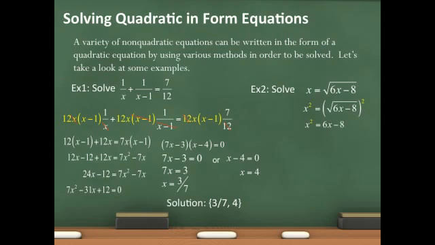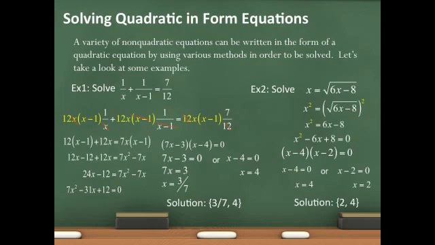Again, this is a quadratic equation, so we need to put it in standard form by subtracting 6x and adding 8 to both sides of the equation. This will give us x squared minus 6x plus 8 equals 0. Again, we factor and obtain the factors x minus 4 and x minus 2, which we set each equal to 0. Solving for x in both cases will give us two solutions, 2 and 4. Again, be sure to check your solutions to make sure they check in the original equation. In this case, both solutions check.